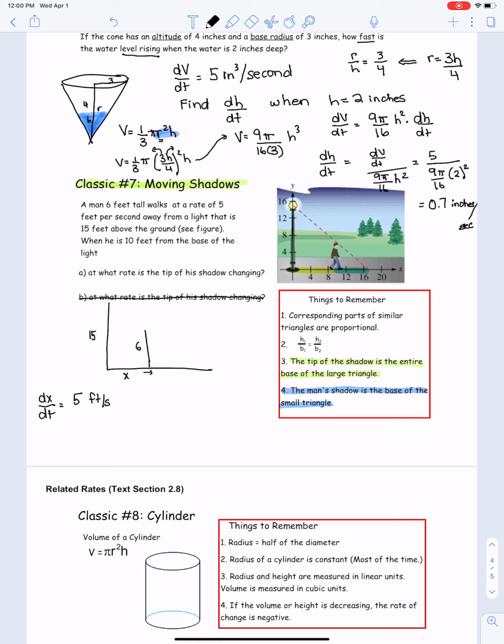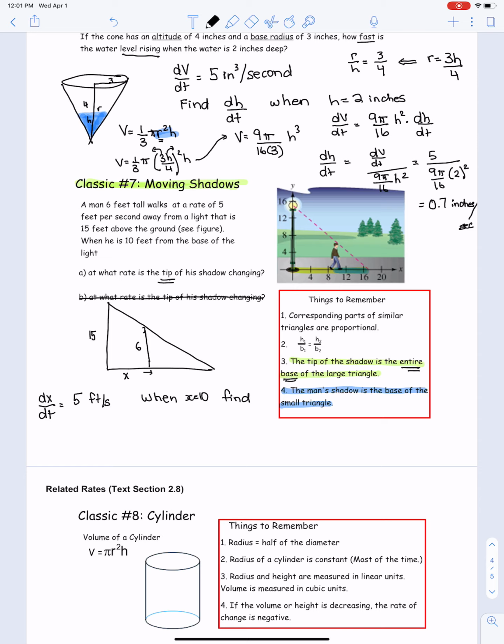And when he is 10 feet from the base of the lamp, or the base of the light, we want to know at what rate the tip of his shadow is changing. So when he is 10 feet from the base of the light, so when x equals 10, find it. Now the shadow problem they're asking us to find is the tip of his shadow, and the tip of the shadow is the entire base of the large triangle.